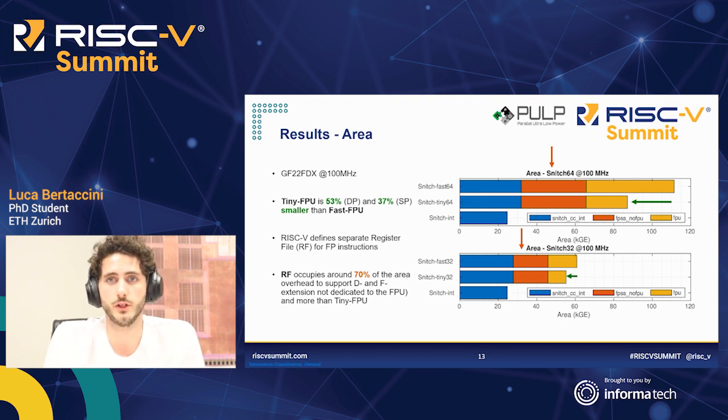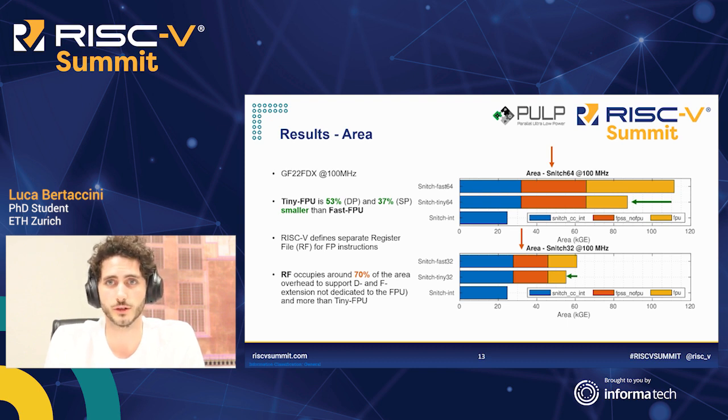RISC-V defines different register files for integer and floating point data, and the floating point subsystem had a large area overhead not dedicated to the floating point unit. This is the orange part in the area result, and 70% of this area is dedicated to the register file. Then we have some decoding, a load store unit, and some registers that are distributed around the floating point unit.